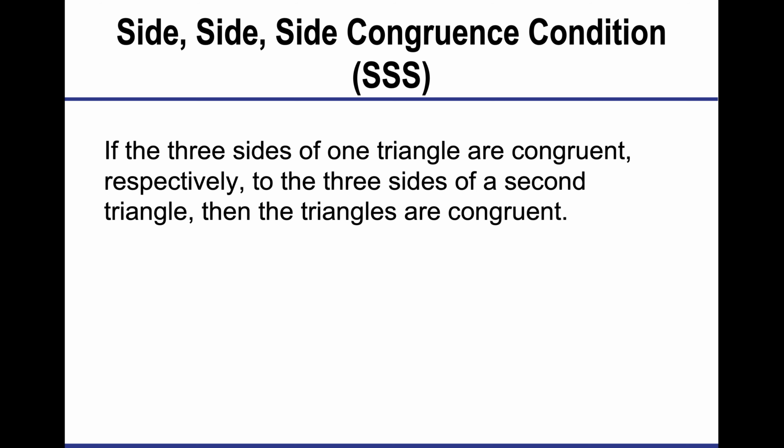There are some shortcuts to determining congruence. To know that two things are congruent, you're going to check all sides and all angles. But we can shortcut this process by just finding out if three sides are congruent.